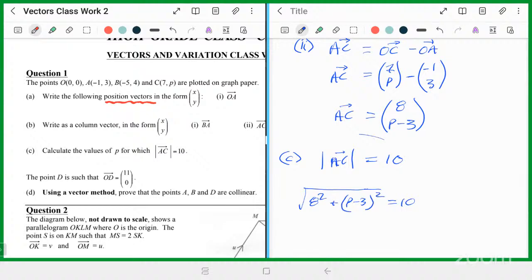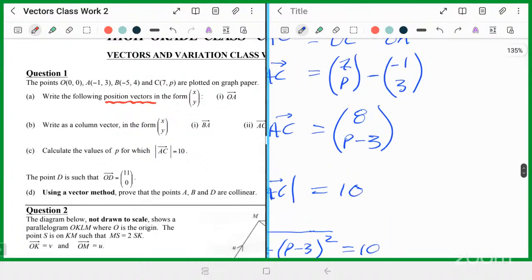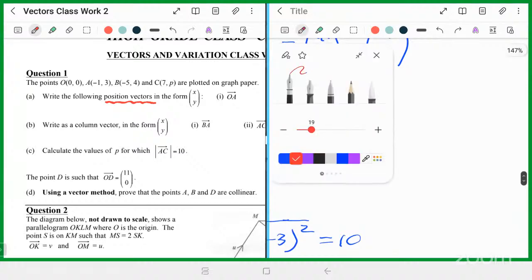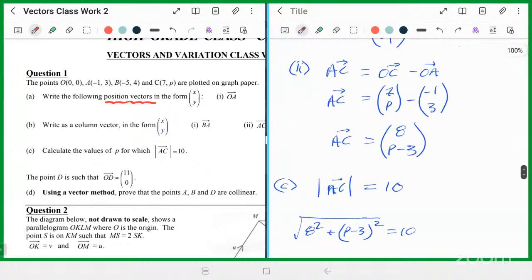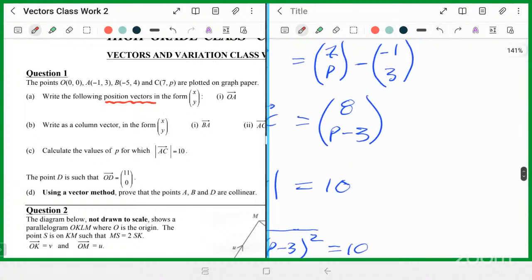Now, if I were to explain this a little bit, I'm just doing a quick sketch right here. It is as if we are saying that the vector AC is like this. Now this 8 means that to go from the tail of the vector to the nose of the vector, you have to go 8 units this way. That's what this 8 stands for. And you have to go P minus 3 units up. That's what it means.